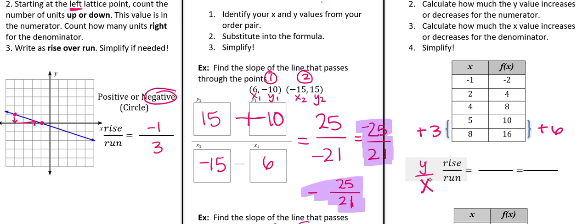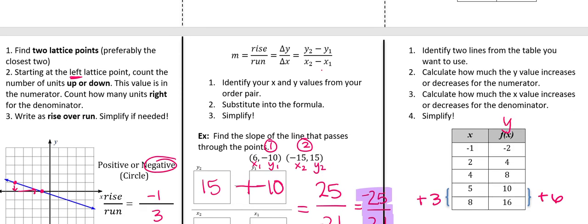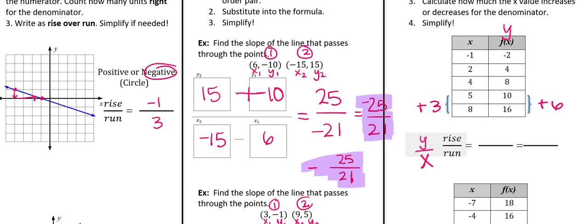But when I'm finding slope, my y values are always on the top. Remember, f of x is the same as y. So these are y values. My y values are on top, my x values are on the bottom. It's the only time that y really comes first. So this is a 6 over 3, simplifies to 2 over 1.